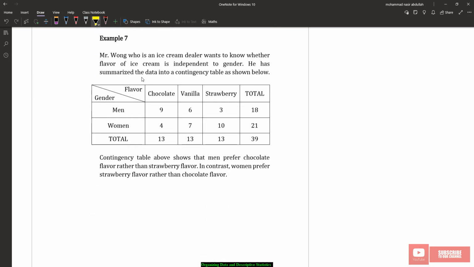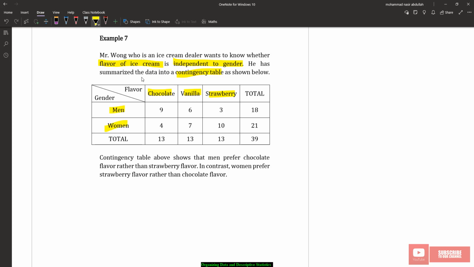Right, so let's look at example number 7. Mr. Wong, who is an ice cream dealer, want to know whether the flavor of ice cream is independent to gender. Maksudnya, they want to know whether male and female ni, maksudnya the flavor ni tak dipengaruhi oleh gender lah. Means chocolate always for women, men tak suka chocolate. They want to know that. Right. So he summarized the data into contingency table. So we have a flavor, chocolate, vanilla, and strawberry, and category of gender, male or female.